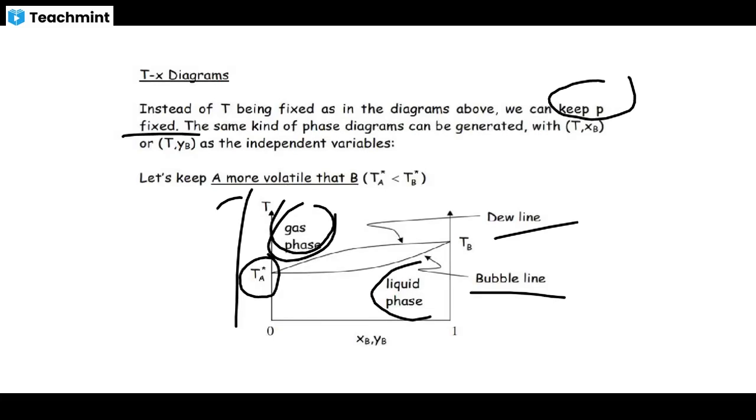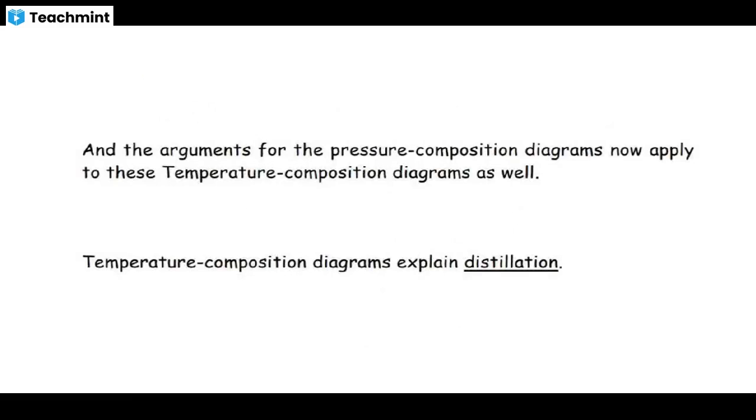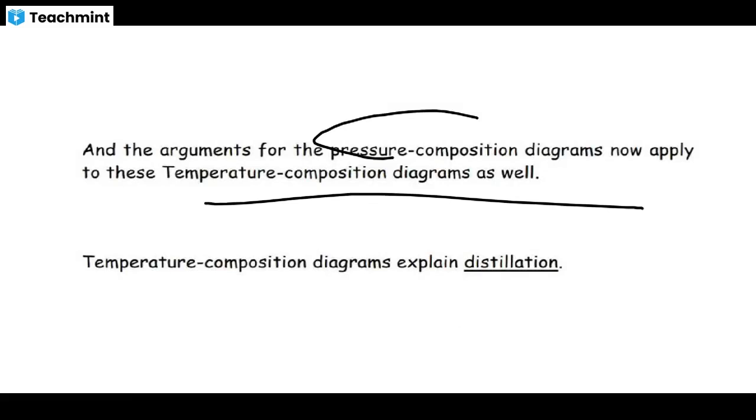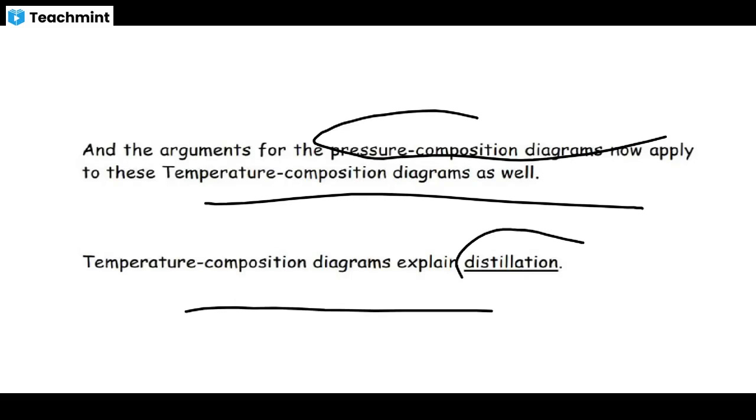So if A is more volatile than B, the temperature is low, because more volatile means less temperature is needed to vaporize the substance. So Ta star is less than Tb star. Tb star is more than Ta star. The arguments for the pressure composition diagram now apply to the temperature composition diagram also. The same argument applies. So the temperature composition diagram explains distillation.